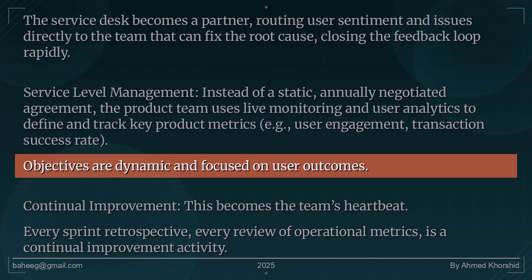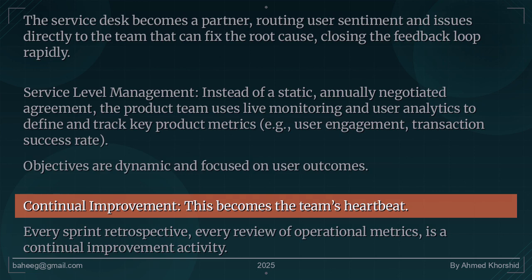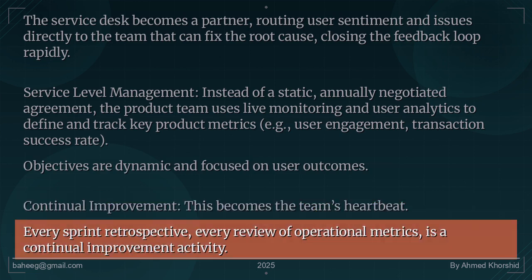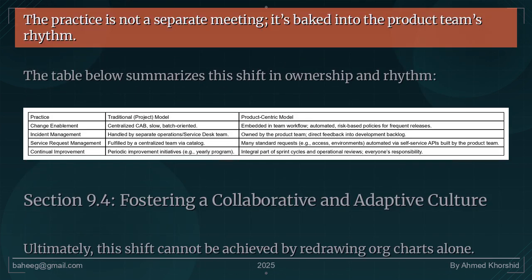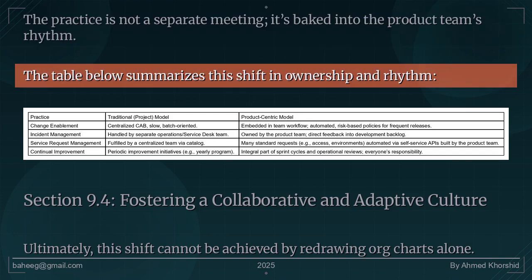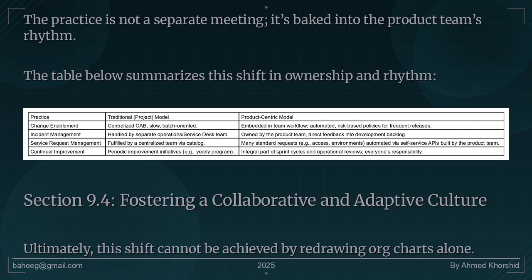Objectives are dynamic and focused on user outcomes. Continual improvement. This becomes the team's heartbeat. Every sprint retrospective, every review of operational metrics, is a continual improvement activity. The practice is not a separate meeting, it's baked into the product team's rhythm. The table below summarizes this shift in ownership and rhythm. Practice, traditional project model, product-centric model.